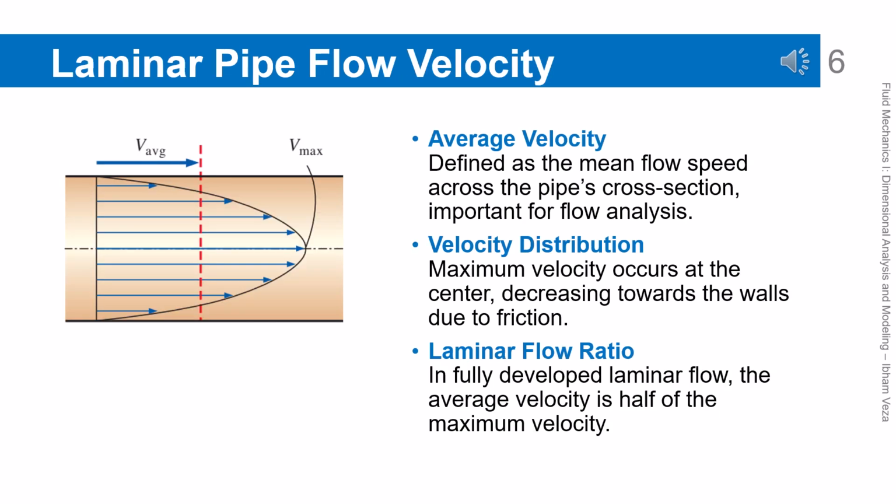Laminar pipe flow velocity formula. The average velocity is defined as the mean fluid speed across the pipe cross-section. In fully developed laminar flow, the velocity profile is parabolic, with a maximum value at the center of the pipe. The velocity decreases toward the wall due to friction effects. An important relationship is that the average velocity equals half of the maximum velocity. This concept is essential for flow rate and energy calculations.